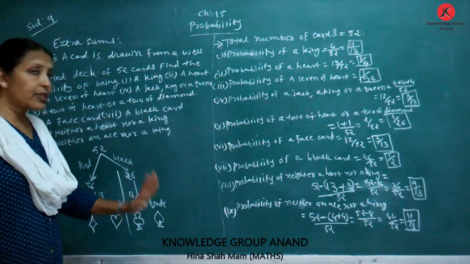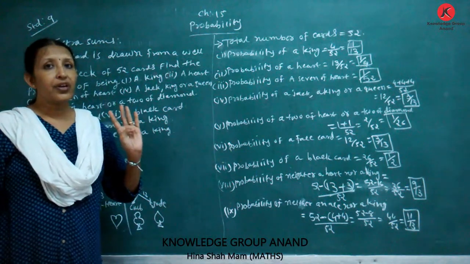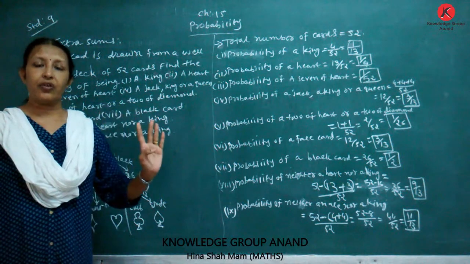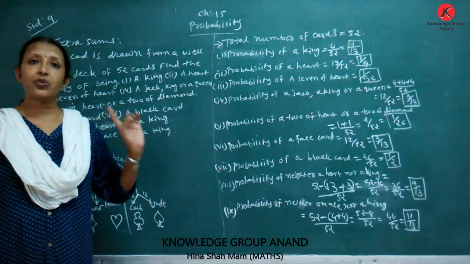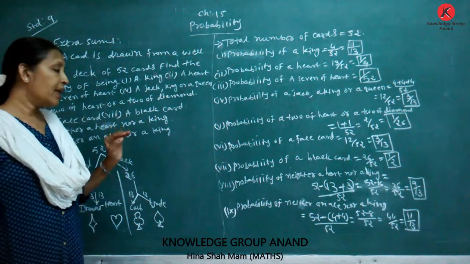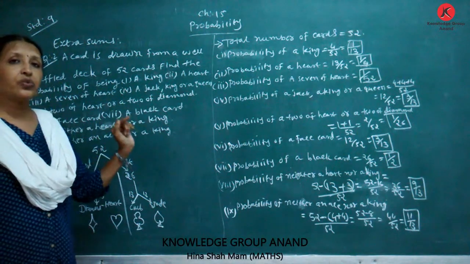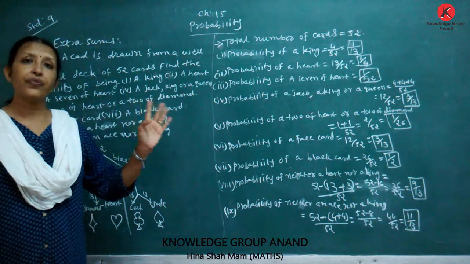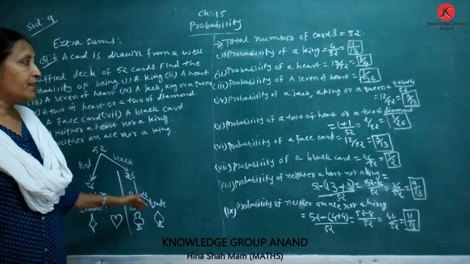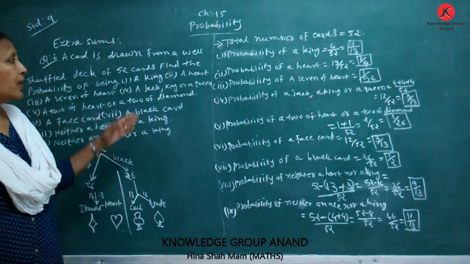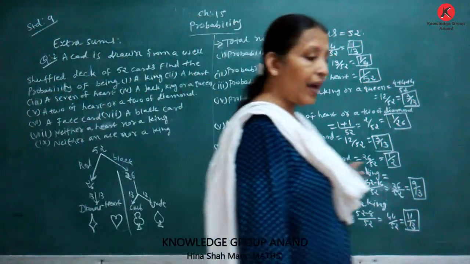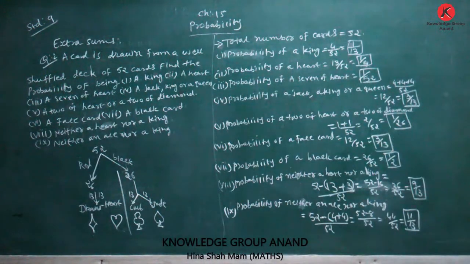In 52 cards, 4 jacks, 4 queens and 4 kings. Total 12 picture cards, 12 face cards. And ace, 2, 3, 4, 5, 6, 7, 8, 9, 10 are 4, 4, 4 each. Therefore 13 fours are 52. Here our question is completed. Now extra sum number 2 completed.